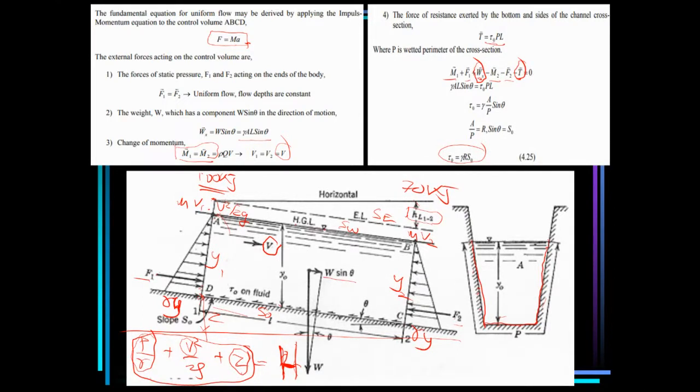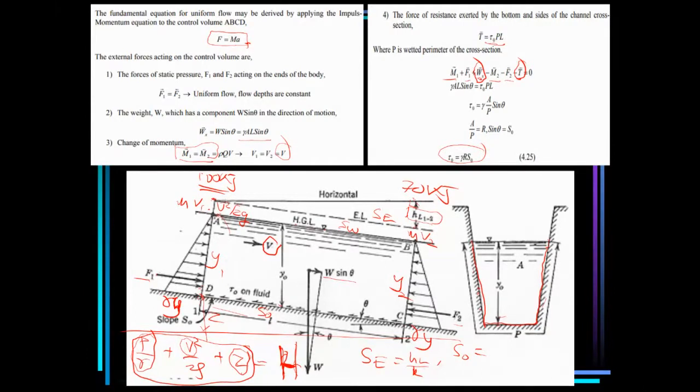Now if you look at it very well, the slope of the energy grade line, SE, is simply HL over the length, which is L, because this is opposite over the hypotenuse. So this is HL over the length here, which is L. And S naught is going to be this.